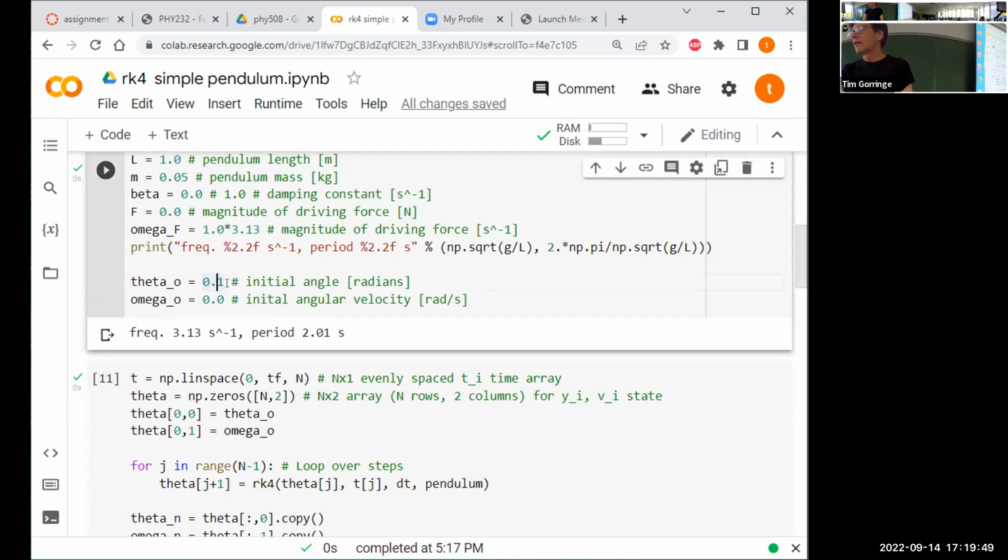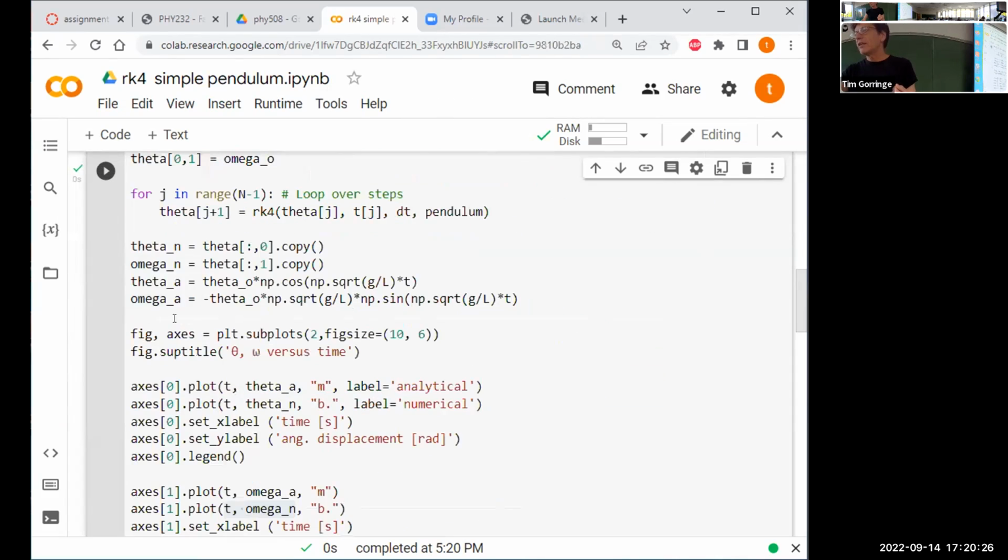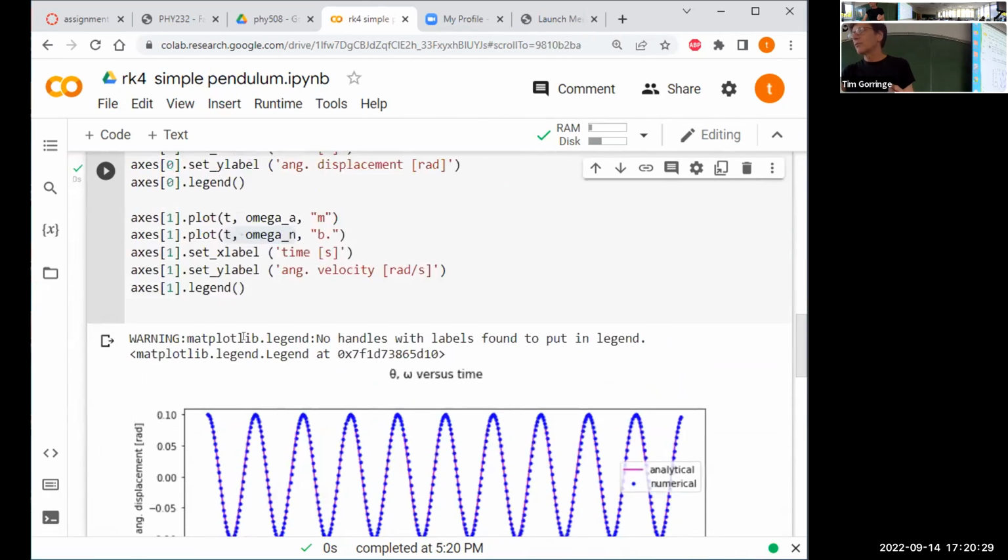Let's make the initial amplitude larger. Let's make it 10 times bigger. So this would take us from the world of a linear differential equation, where you can make the approximation that sine theta is theta, to where you can't make that approximation. So now we're in this new world of nonlinear differential equations, nonlinear dynamics. And if I run this cell here, let's see what we got.